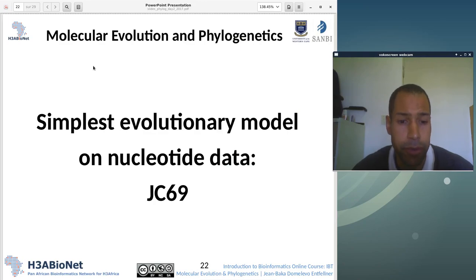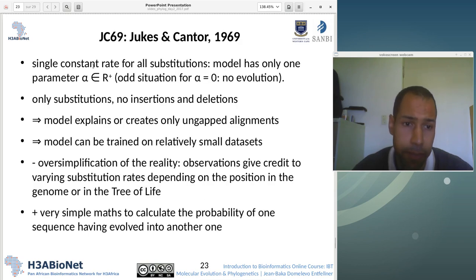Okay, so there are many different models of evolution. Some apply to nucleotide data, some others apply to amino acids. So here we're going to see the simplest evolutionary model designed for nucleotide data, and it is called JC69. JC69 stands for Jukes and Cantor. 1969 is the date when these two authors published a paper describing this model of evolution.